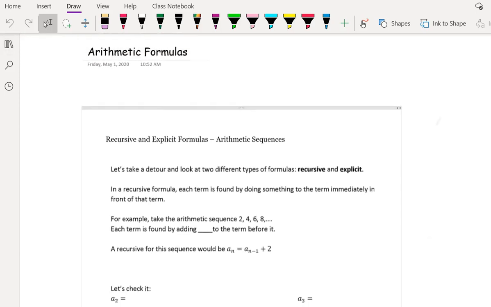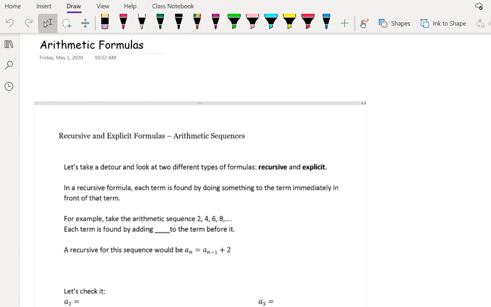Okay, so for the next two lessons, we're going to be taking a look at how I can use arithmetic and geometric sequences and write a rule to represent those sequences so we can use them as prediction. Okay, so what we're going to do is look at two different types of formulas. The first is called recursive and the second is called explicit.